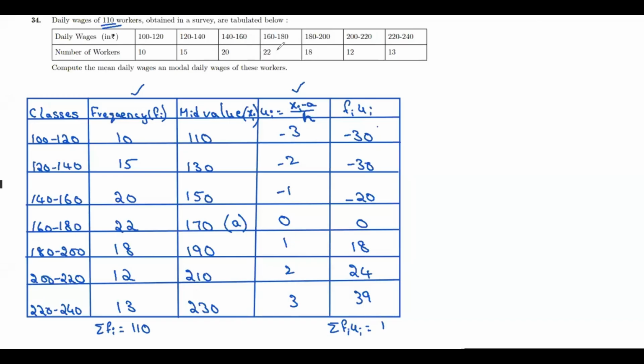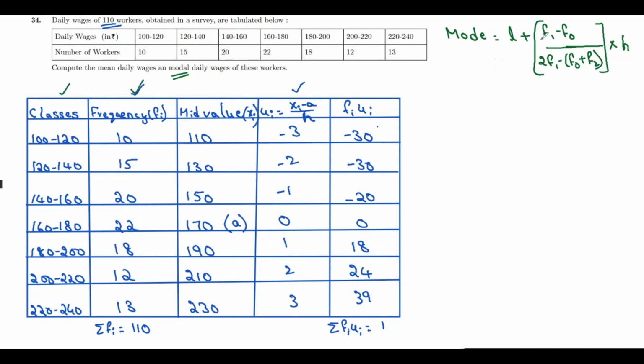Now for the same question, if you observe, they are asking for modal daily wages as well. So let's learn mode also from the same question. Mode is equal to L plus F1 minus F0 by 2F1 minus of F0 plus F2 into h. For mode, the only benefit is we need not create any new column apart from the first two columns. The first two columns are the only ones helpful for us to find the mode.